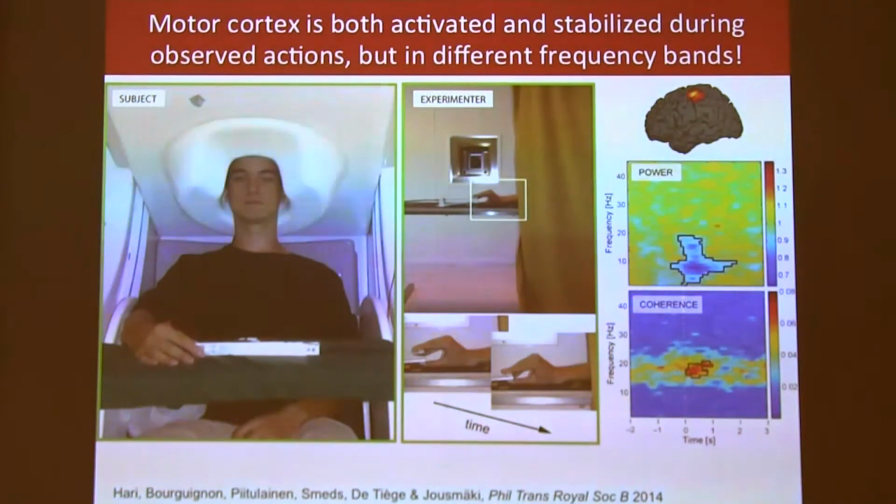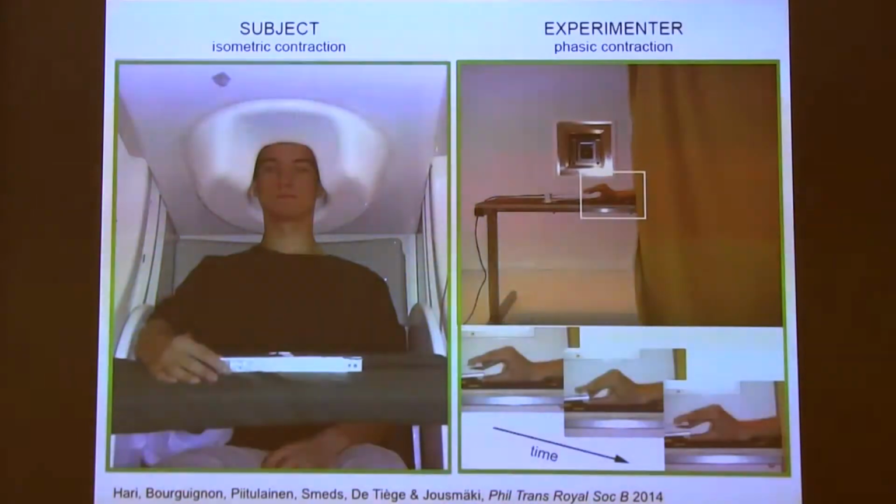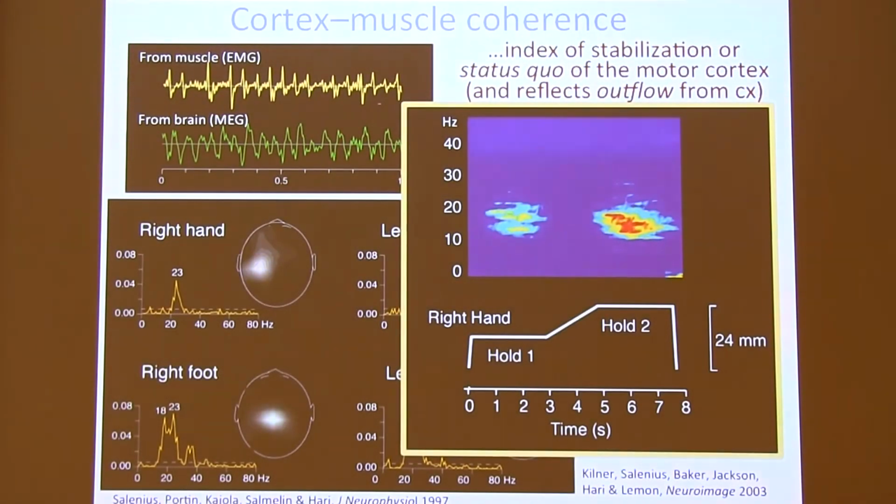How can you infer that this is stabilization and not response? Yeah, because of the earlier studies. So this is like a person keeping a steady contraction and then moving. So this coherence is gone. There is a lot of information that if there's a jitter or whatever in the action, this coherence is gone.